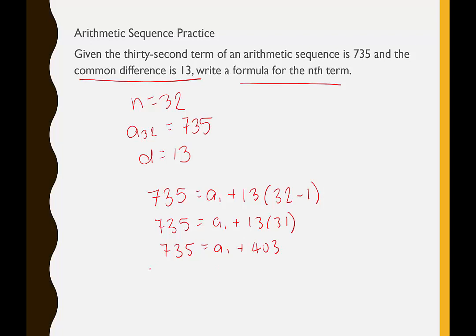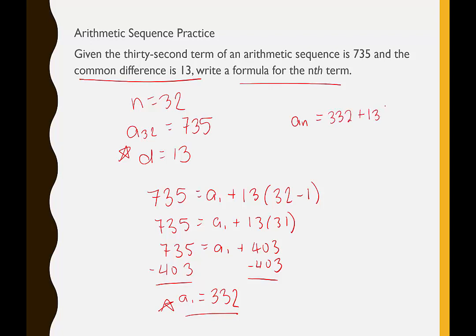Then to get a sub 1 by itself, we'll subtract 403 from both sides. And we get a sub 1 is equal to 332. Now that we know the first term, we can plug in the first term, so we need this and we need the common difference to be able to write the formula. So the final end result would be a sub n, we go back to the generic because we're writing the formula, equals that first term, 332, plus 13 times n minus 1.